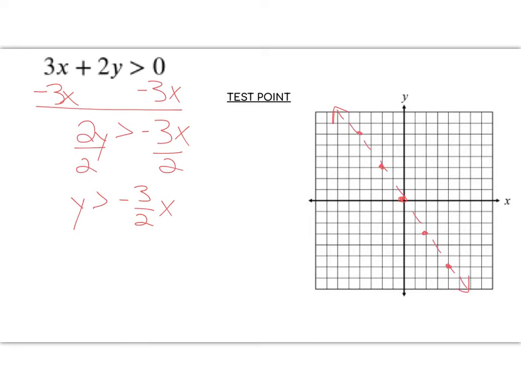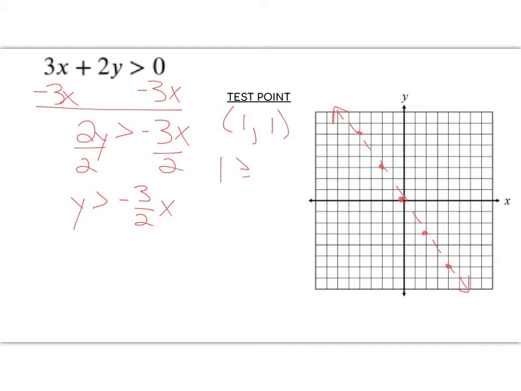Okay, so it should be a dashed line because it does not equal the negative 3/2 x, and it goes through the origin because it was plus 0. So I cannot choose 0, 0 because 0, 0 is on my line. So you need to choose any other point besides 0, 0. I'm going to be nice to myself, and I'm going to choose 1, 1. Okay, so let's plug this in.